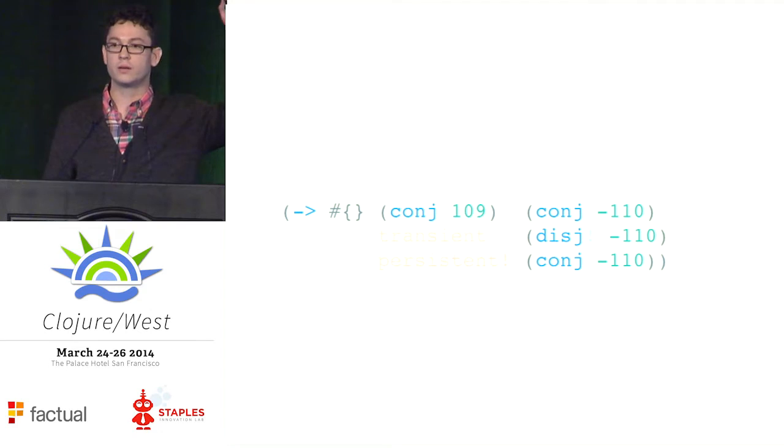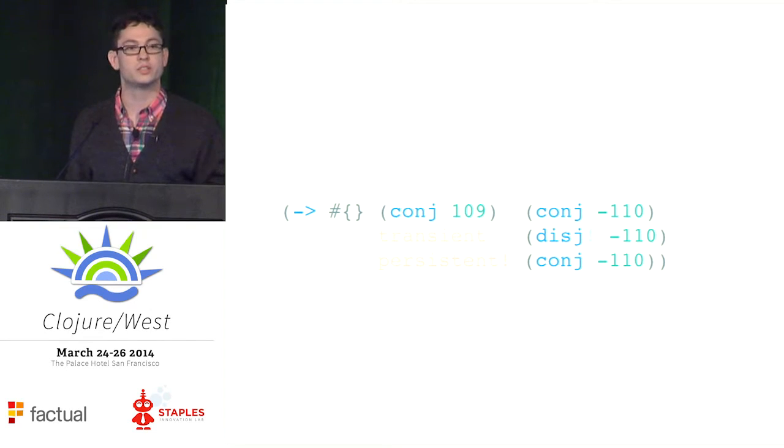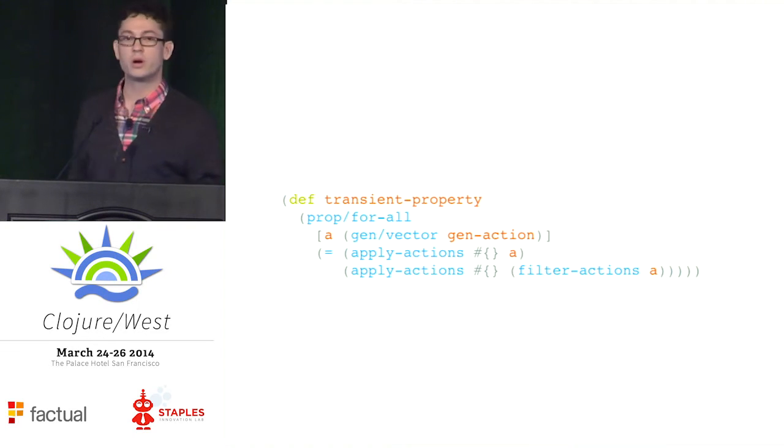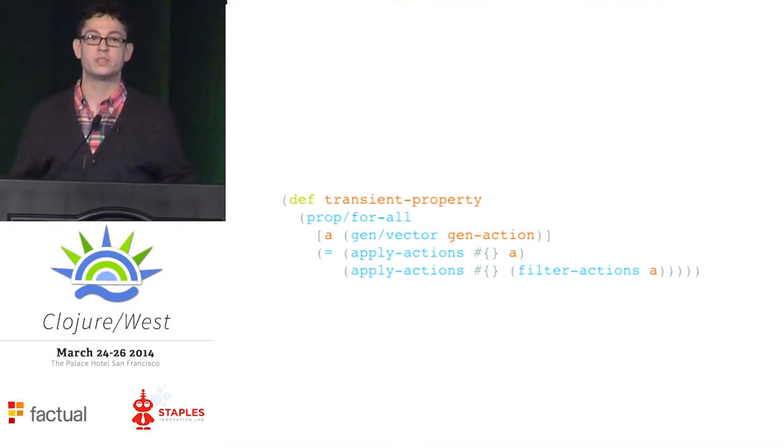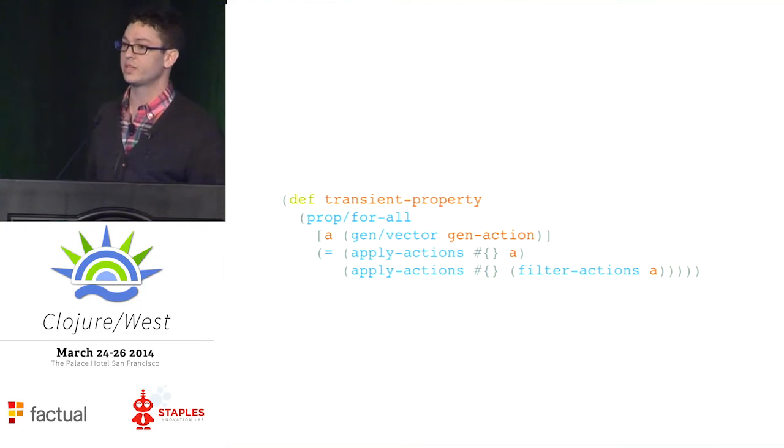How many of you have ever used transients for sets or maps in Clojure? So we have a room full of people who have used this code before, but there's a bug here. These two expressions are not equivalent. So I'm going to show you how we would test for this and find the bug with test.check.